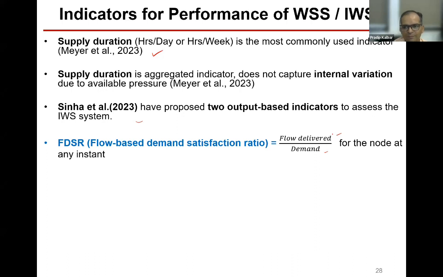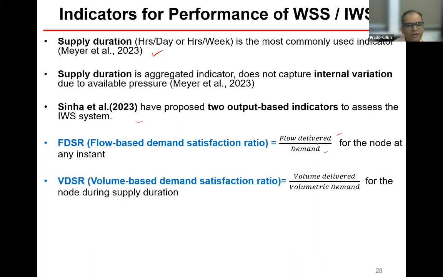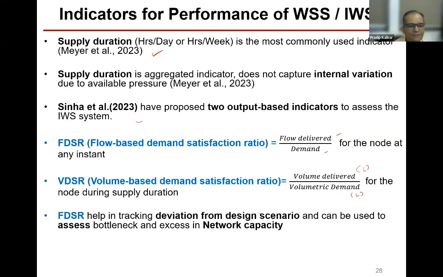So flow delivered in LPS and demand in LPS, that ratio you can monitor. And the volume-based demand satisfaction ratio: how much total volume, let's say how many liters, you supplied and what the total liters of demand was. These two indicators will tell you how the system is performing. Those are very key criteria that need to be incorporated in the performance of the system. So FDSR and VDSR.